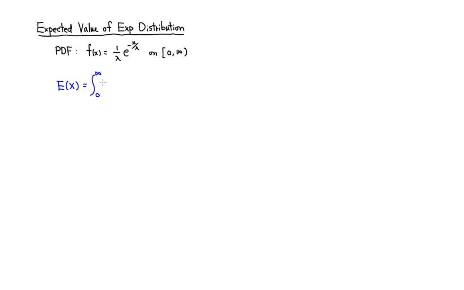Then we have x times f of x, which is 1 over lambda. Actually, can I write it as x over lambda? All right, that looks a little bit better. And then you have e to the negative x over lambda with respect to x. We're going to have to use integration by parts. So let's go through that.